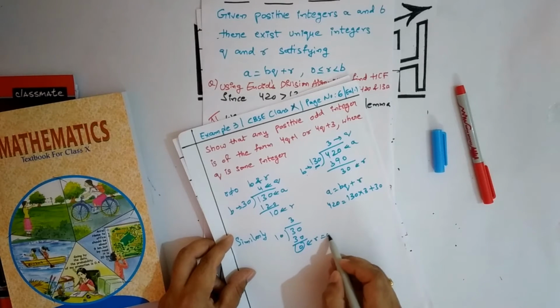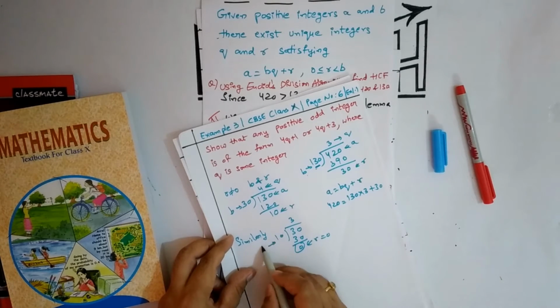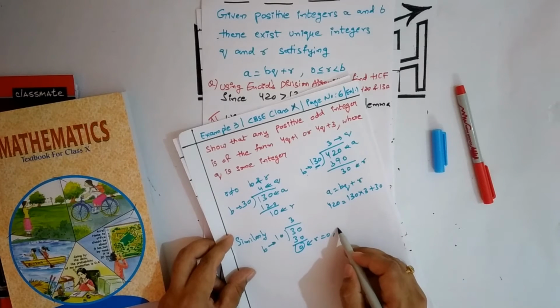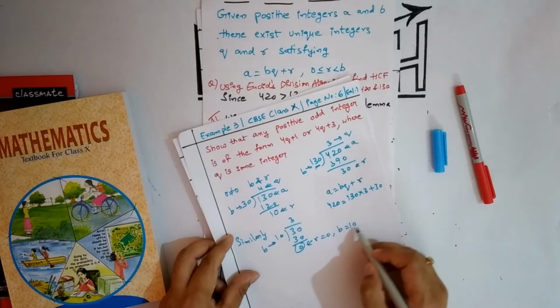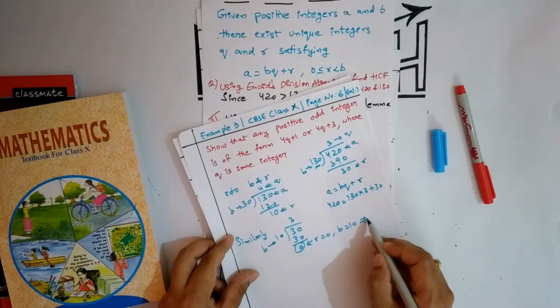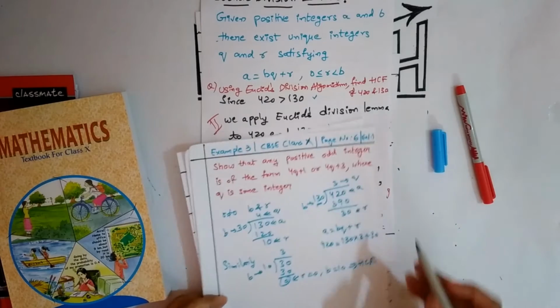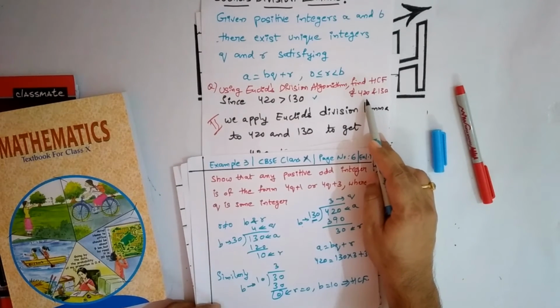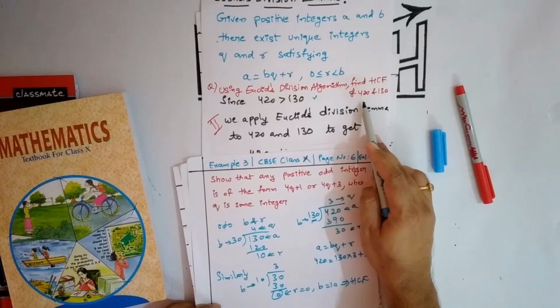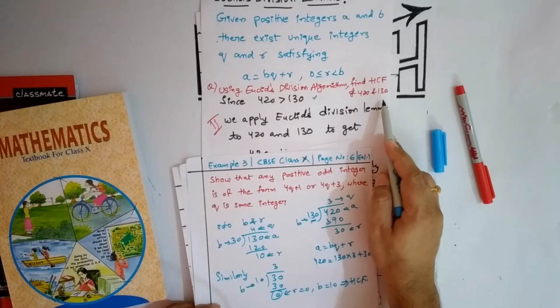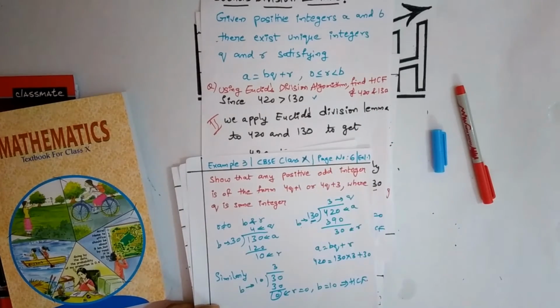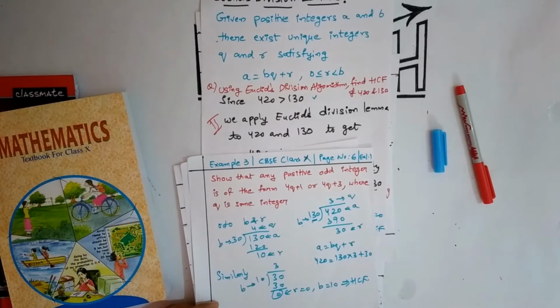Now we have got remainder equal to 0. When remainder is equal to 0, the value of b at this stage is nothing but the HCF. So this is the way of finding the HCF of two numbers, any two numbers. In this example it is 420 and 130 using Euclid's division algorithm.